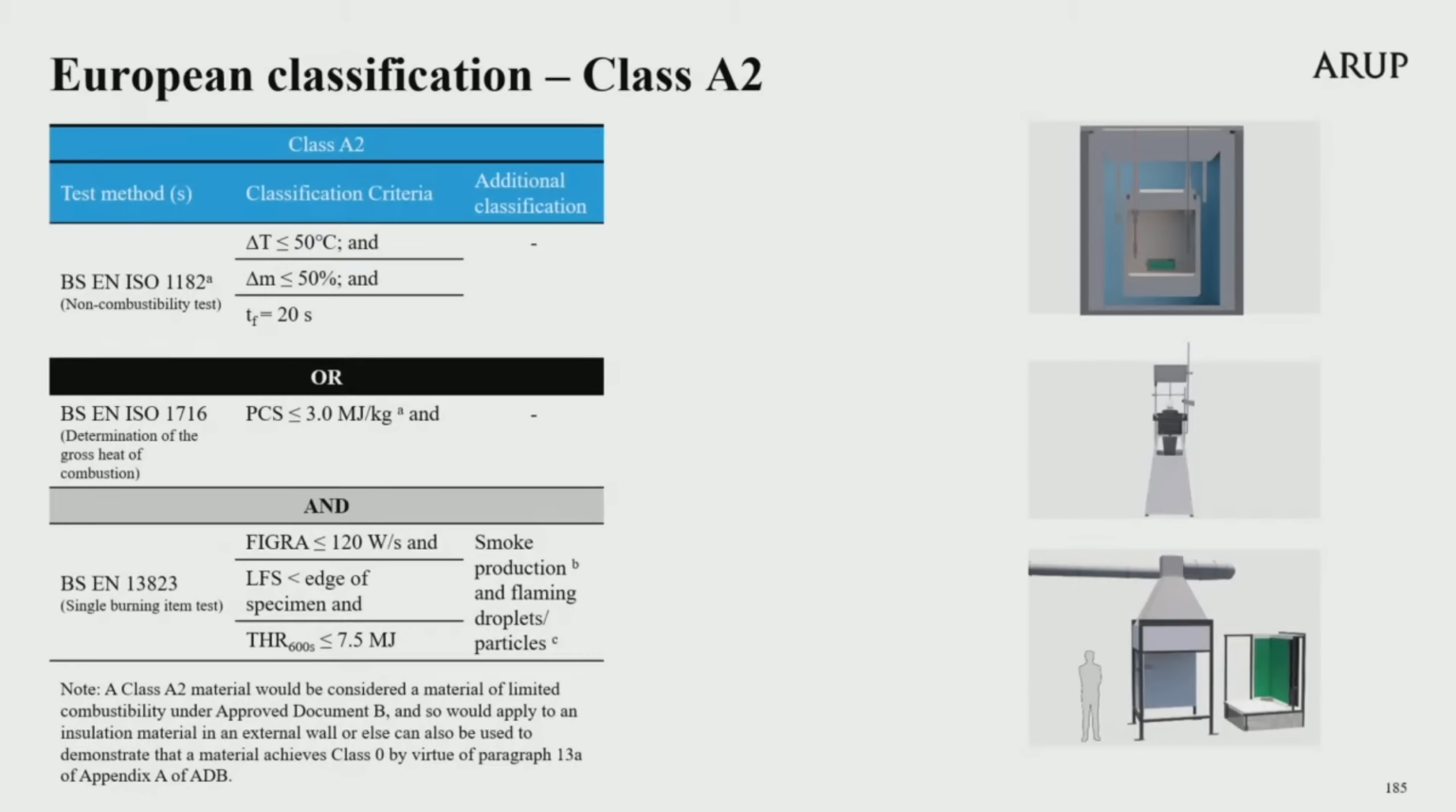It is at the discretion of the sponsor whether they test in accordance with Combination 1 or Combination 2 to demonstrate Class A2. Both are acceptable means under the European classification system.